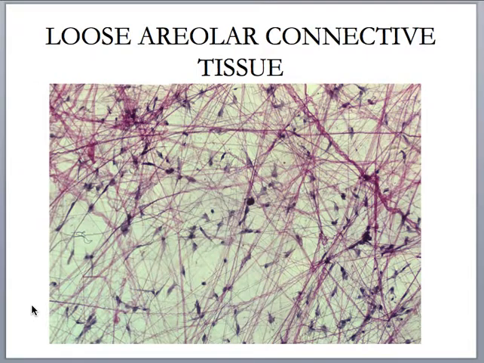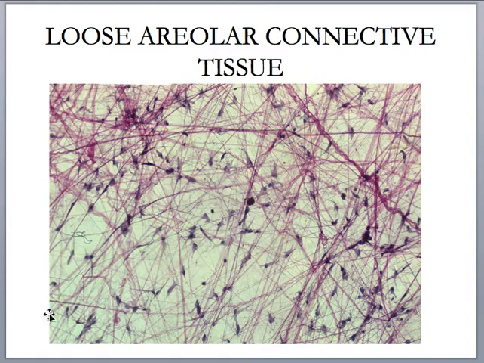So loose areolar connective tissue. Loose meaning it's very loosely arranged. So the specific type would be loose areolar. The general type would be connective tissue. Remember, there are 4 general types of tissue: epithelium, which we've already gone over, connective tissue, muscle and nervous tissue. All right, so loose areolar connective tissue.